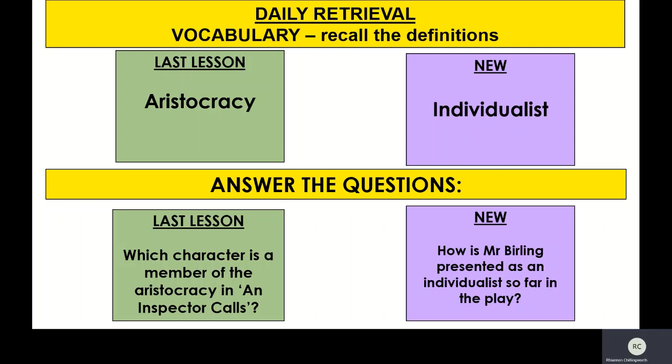So we are going to revise aristocracy. Which character is a member of the aristocracy in An Inspector Calls? Of all the characters we've met so far, who is a member of the aristocracy, and how do we know? And our new word today is individualist. We're going to think about how Mr Birling is presented as an individualist in the play that we've read so far. So let's look at what individualist is, although the clue is in the word.